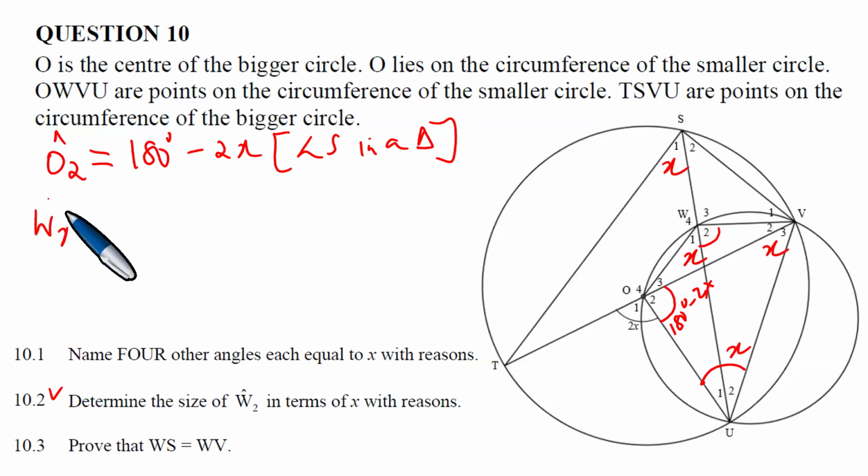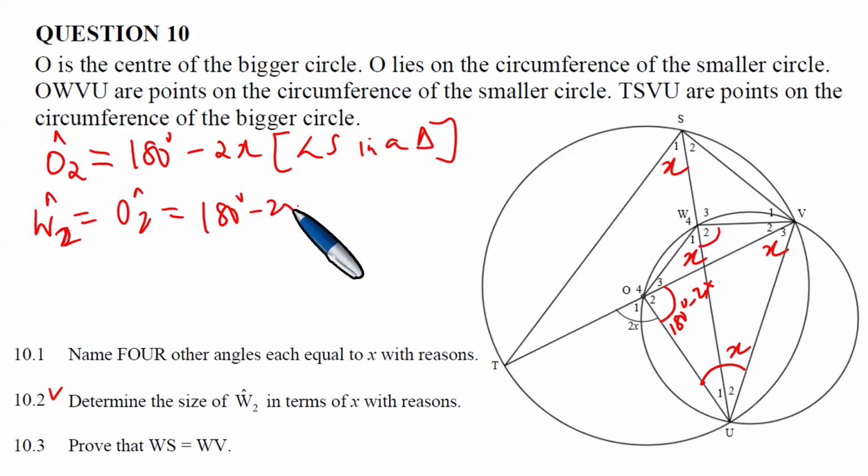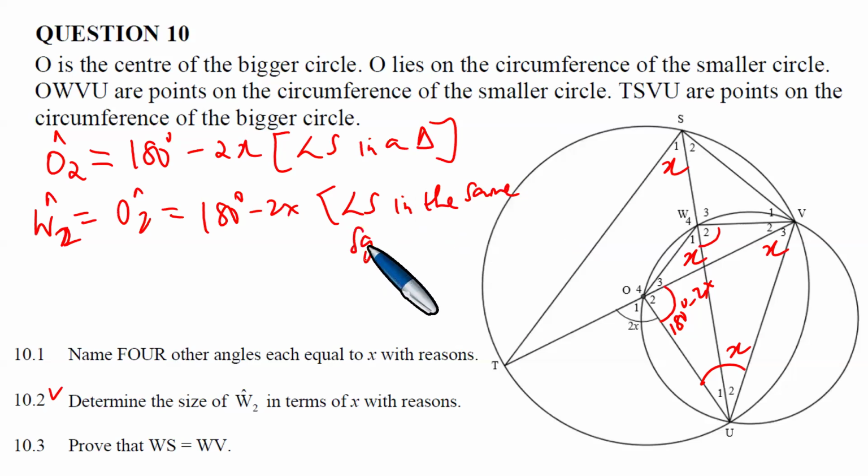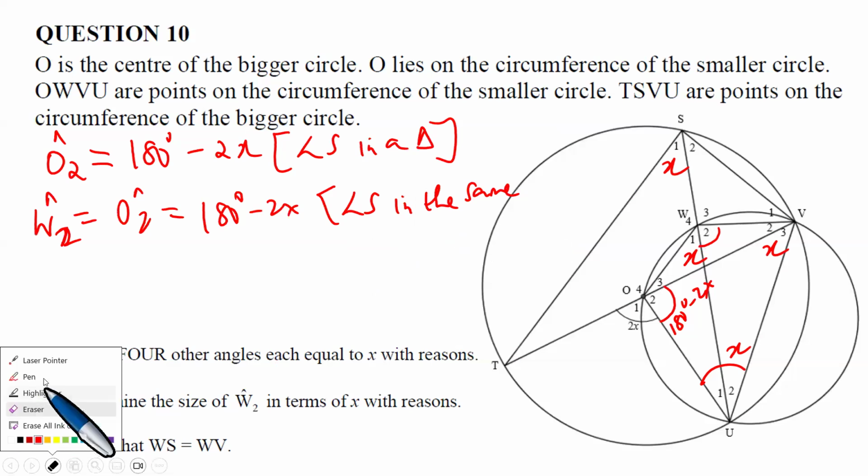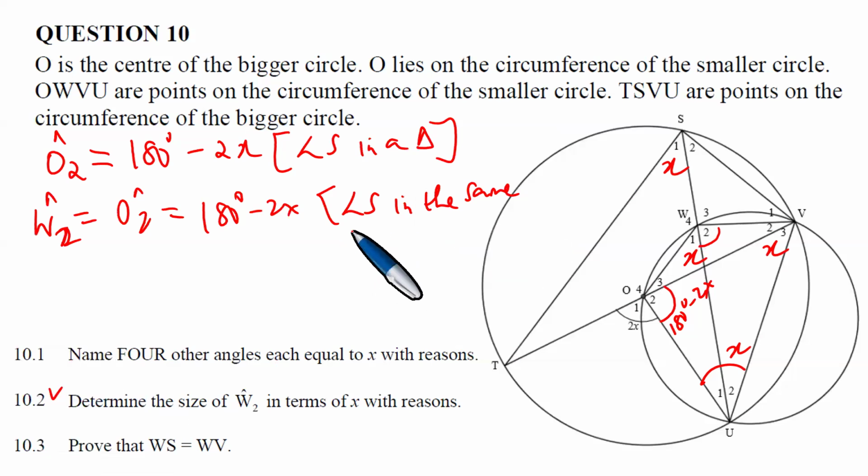So they are angles of the same segment. W2 is equal to the angle O2, and therefore it is equal to 180 degrees minus 2x. Why? Angles in the same segment. Well done. Say that: angles in the same segment, and the examiners know that. Like so. We're good. Next.